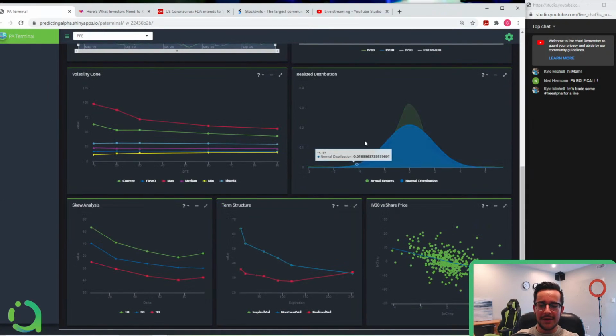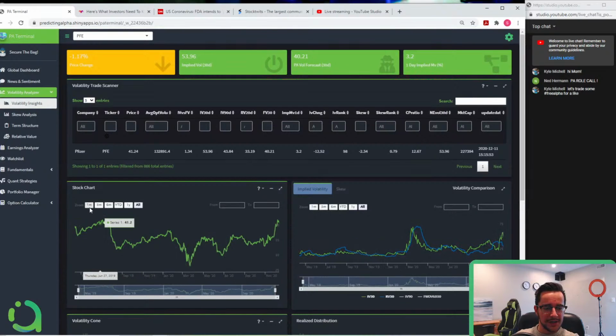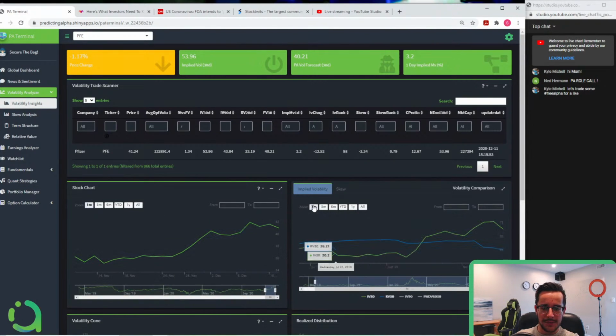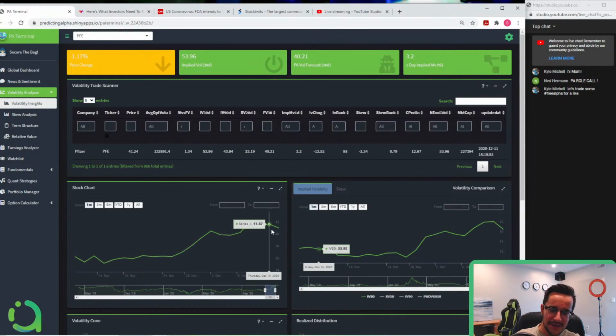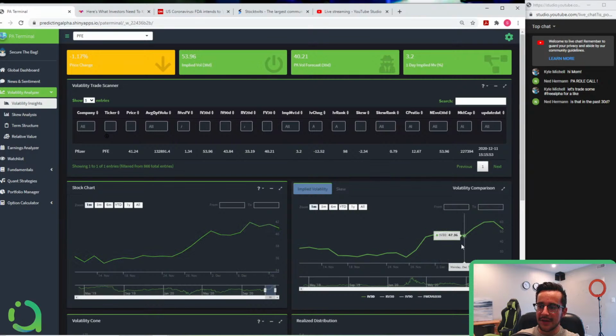And if we come down here to the IV spot correlation, we sort of see that, right? And if we zoom in actually here on the price chart and we zoom in on the implied volatility, we can see that it sort of makes sense, right? As the share price was increasing, the implied volatility, yes, Ned, that's the past 30 days. As the share price increased, the implied volatility increased.